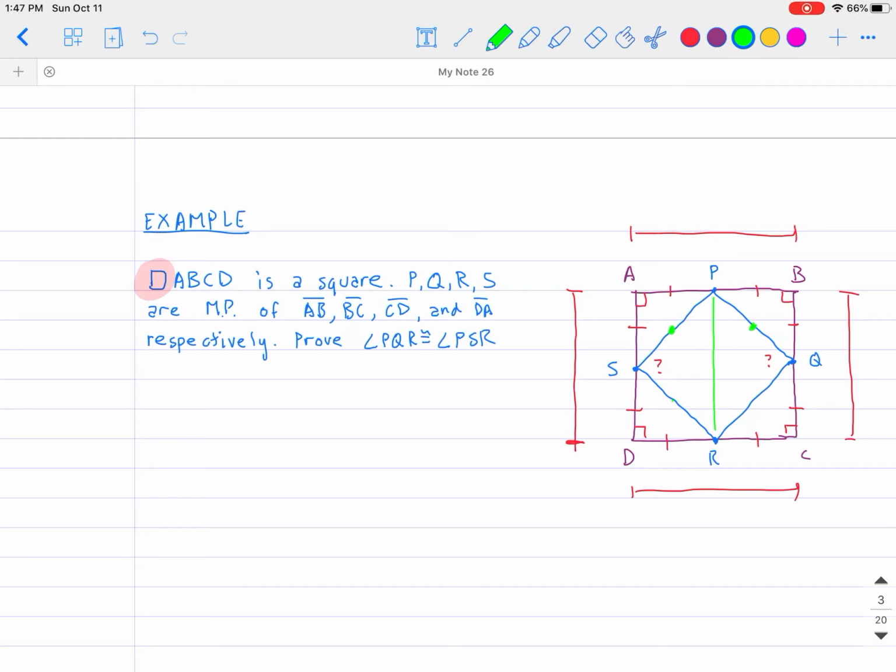According to corresponding parts, most likely this side is going to be congruent to this side, and then this side is going to be congruent to this side, and they're all going to be congruent to each other because of corresponding parts. Well, looking at those 2 triangles, I'd like to think that they are congruent to each other because they share PR over here.